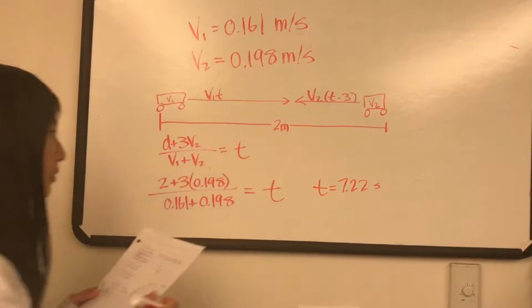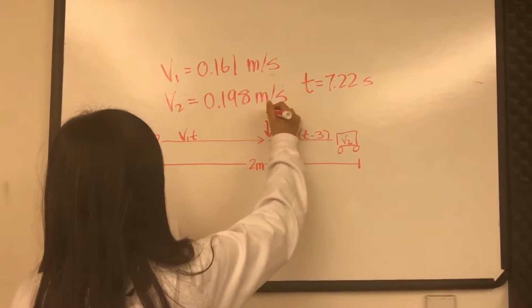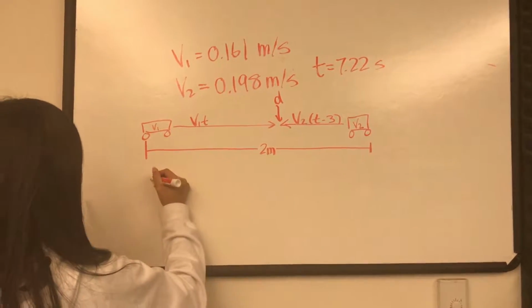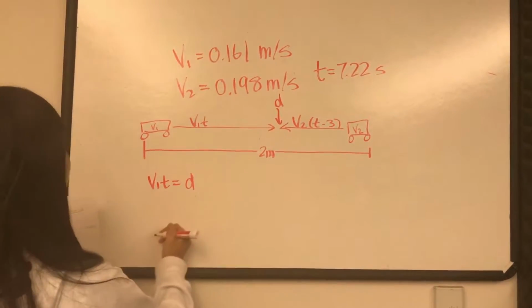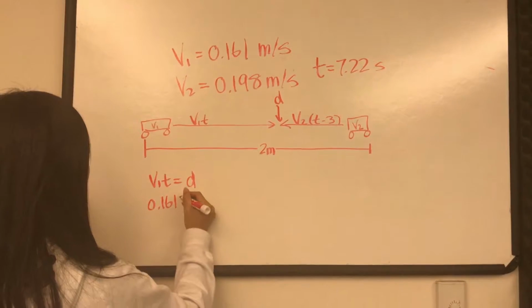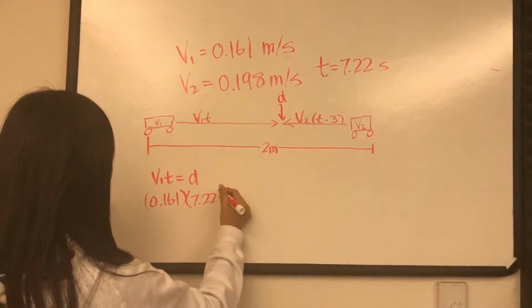We multiplied the velocity of the first car by the 7.22 seconds it was in motion to find how far it had traveled before the collision. The first car traveled 1.16 meters.